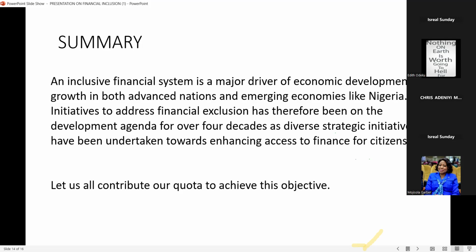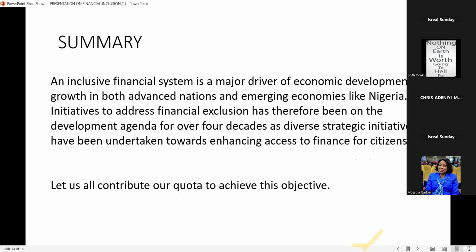Okay, so in summary, let's look at financial inclusion as a way and means of bringing people who do not have access to financial services into the fold, into that band where they now have access to financial services. It helps them as individuals. It helps the government to be able to control inflation. It also helps the government because it helps them to be able to plan.